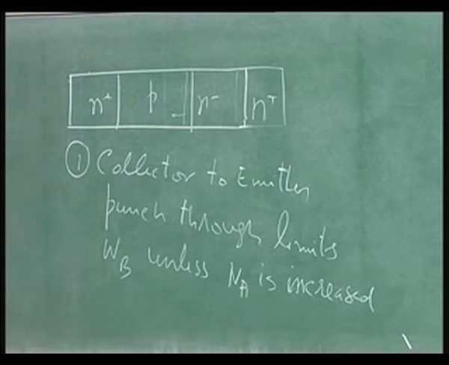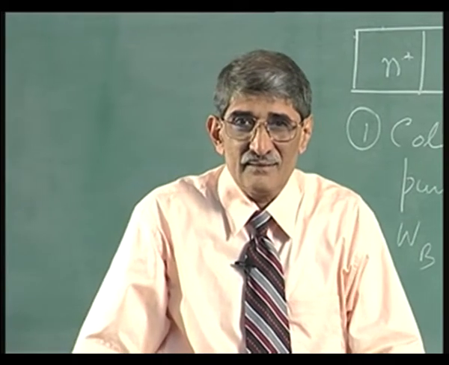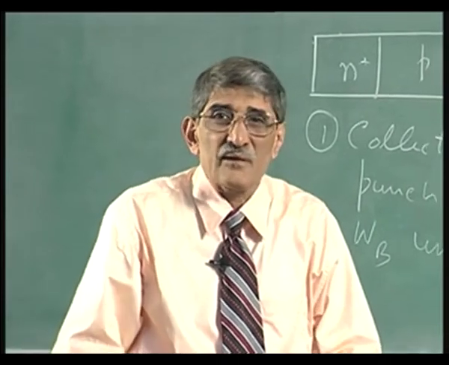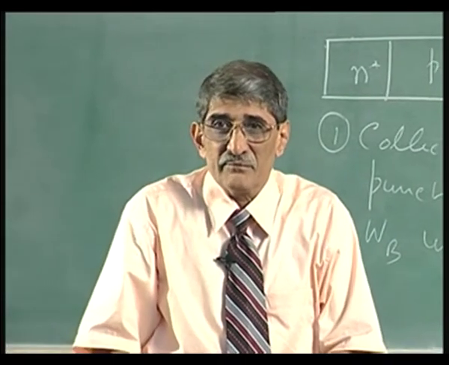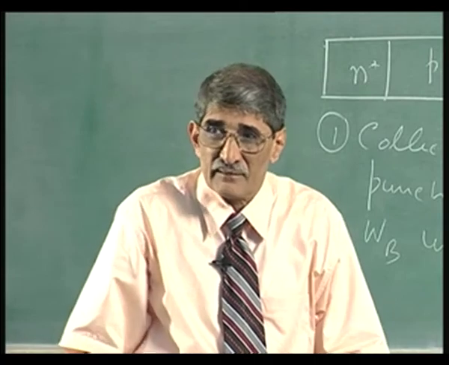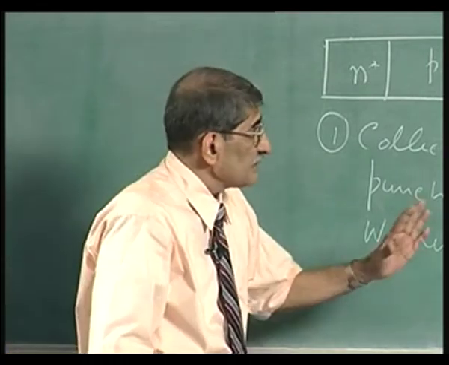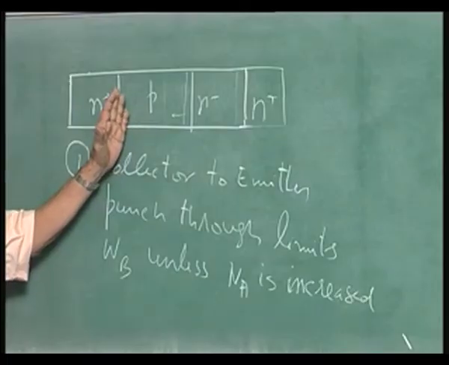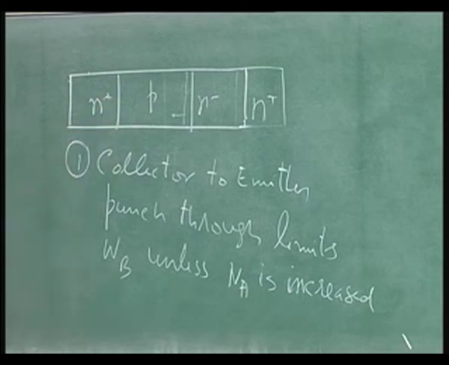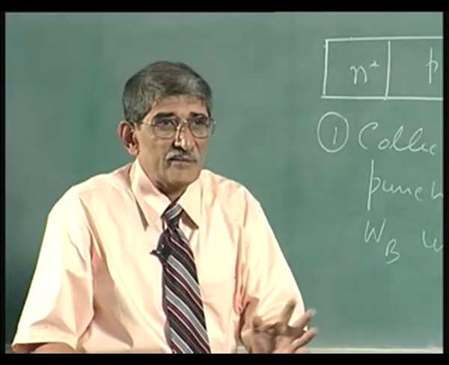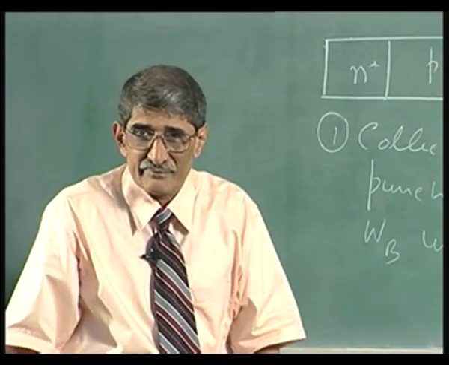You may like to go to 10 to the power 17, 10 to the power 18, that level, when you go to that level of 0.1 micron, but then you will have a lot of problems associated with that. Let us see. So, this is following the usual scaling laws. Whenever you scale down, the doping must be increased.